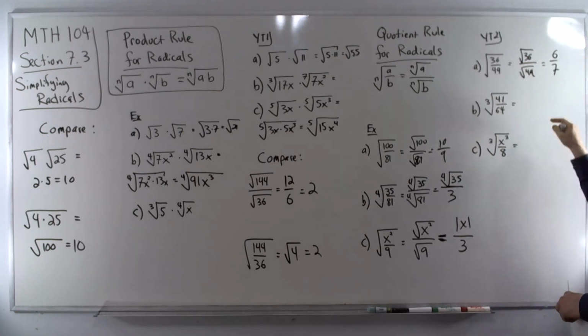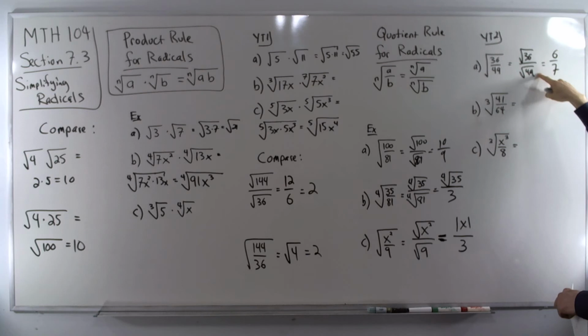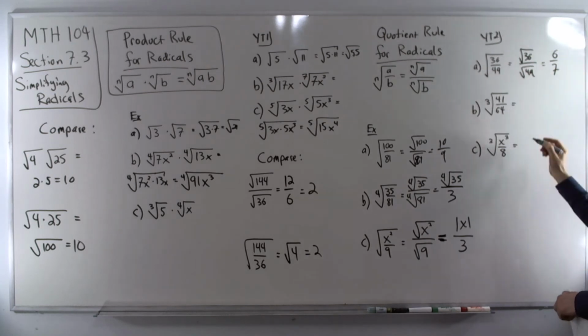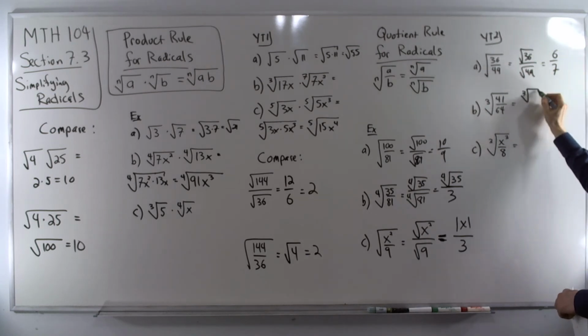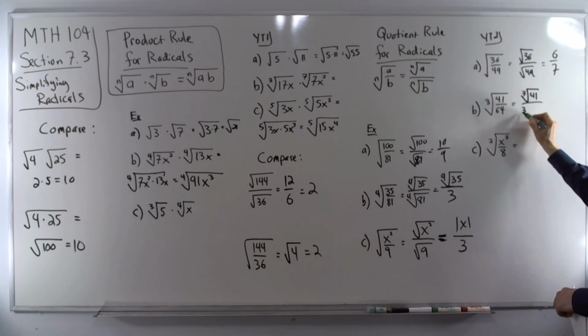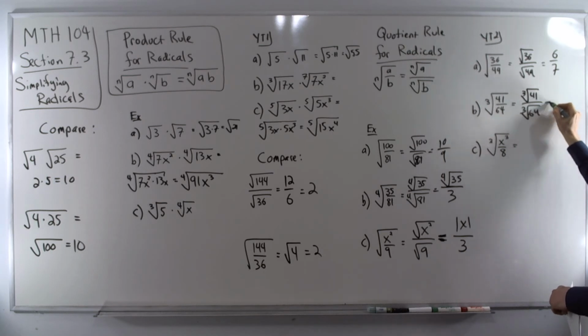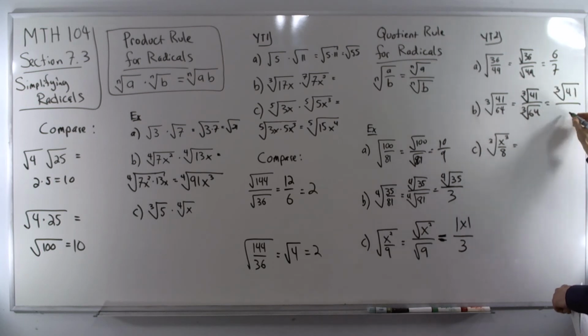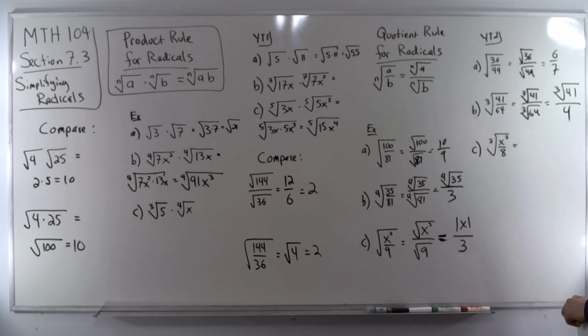All right, splitting that up, we get the square root of 36 over the square root of 49, which is 6/7. Now, the third root of 41 cannot be simplified, so we'll leave that in the numerator. And the third root of 64 is 4. So third root of 41 over 4.